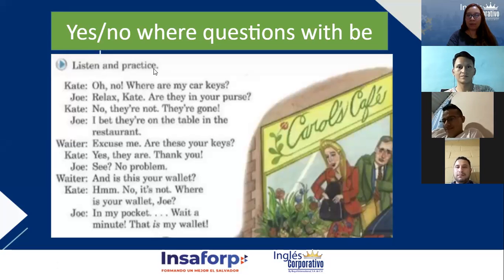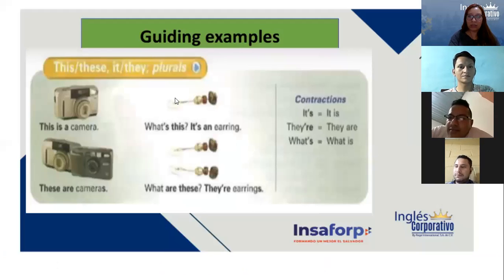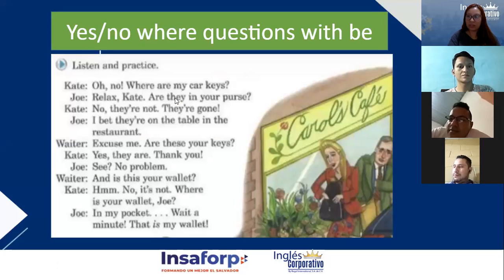Y miren acá, por ejemplo. Are they in your purse? Verb to be. Subject. Complement. ¿Están ellas en tu cartera? Hablando de las llaves, ¿verdad? Y si se fijan, aquí entran los pronombres personales. You, he, she, todos esos.